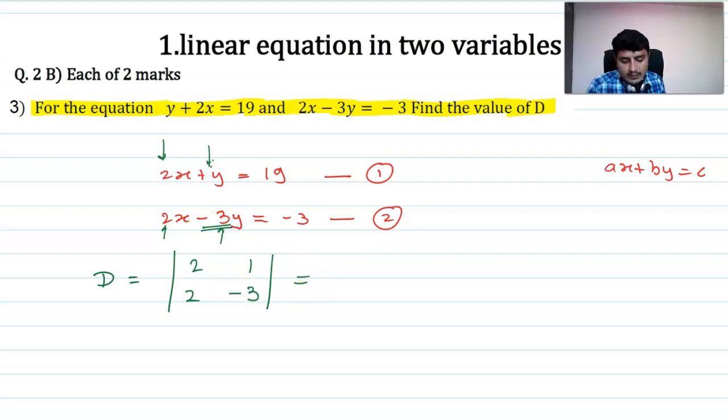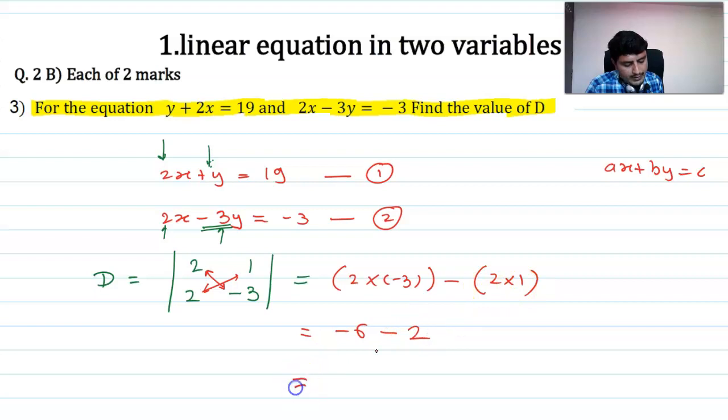Now how to simplify the determinant? Multiply the principal diagonal elements, that means 2 into minus 3, and then subtract the multiplication of the other diagonal elements, we have 2 into 1. So 3 2s are 6, with the sign we have minus 6, minus 2 1s are 2. Now minus 6 minus 2 is minus 8. So the value of D is minus 8.